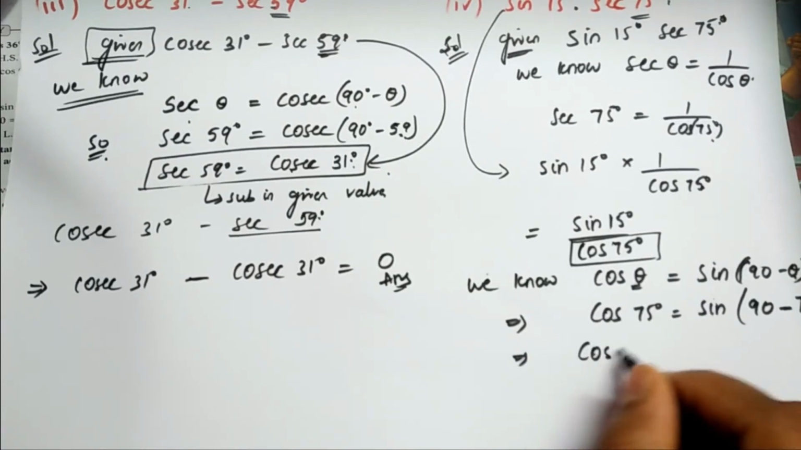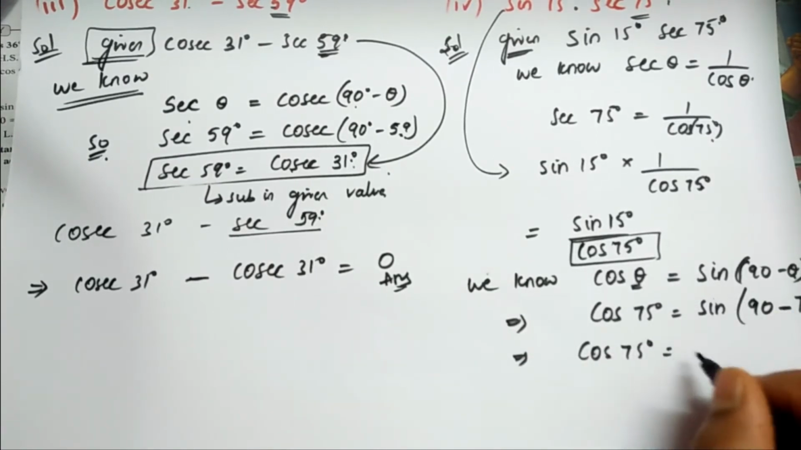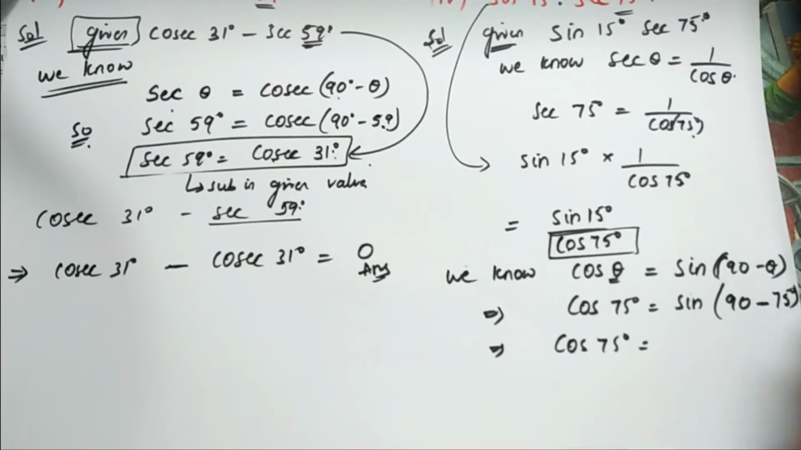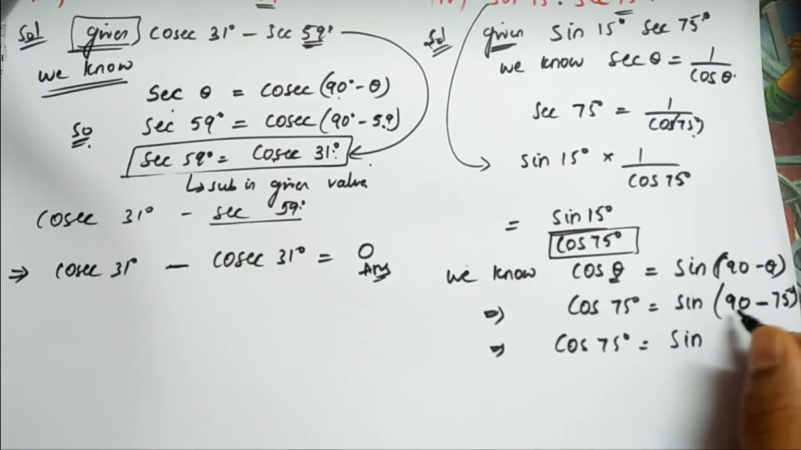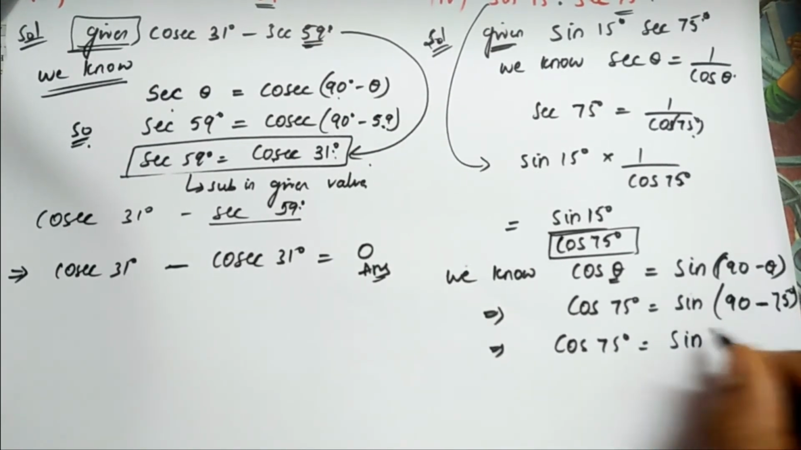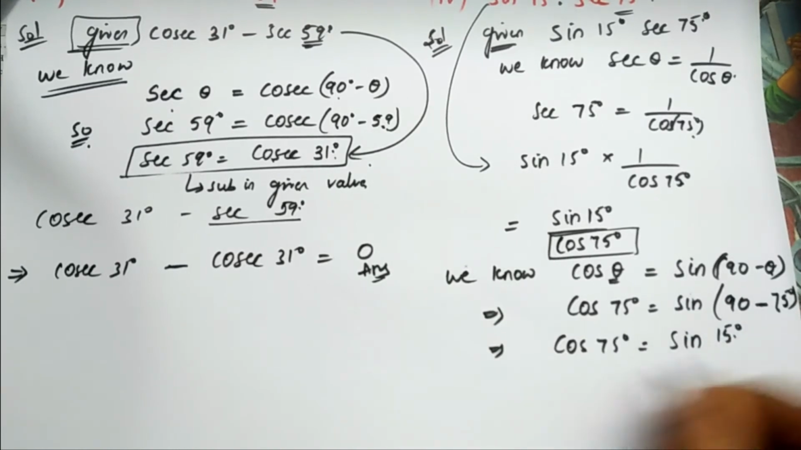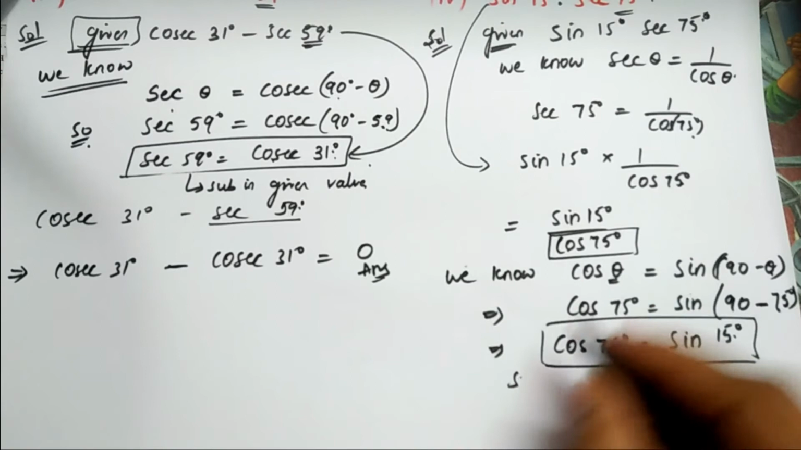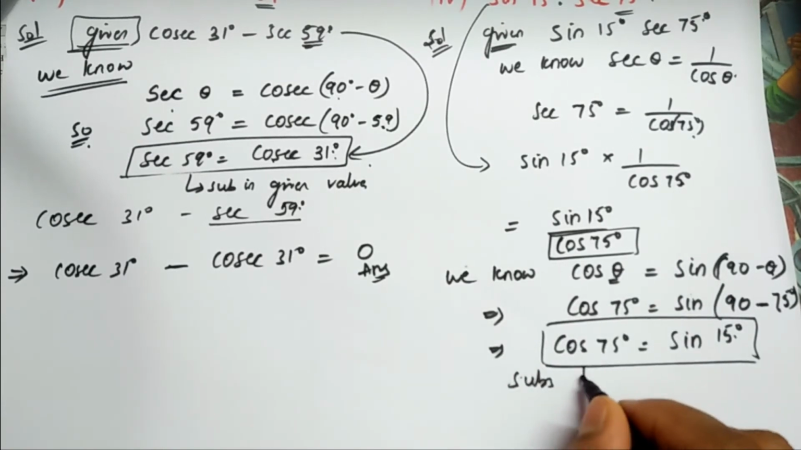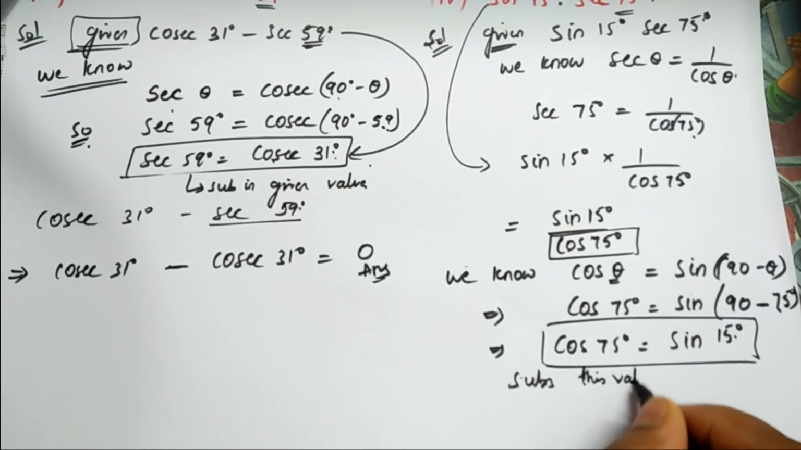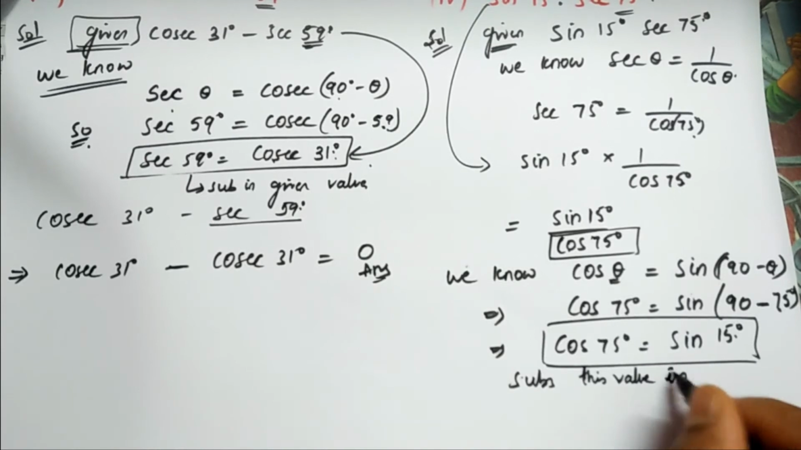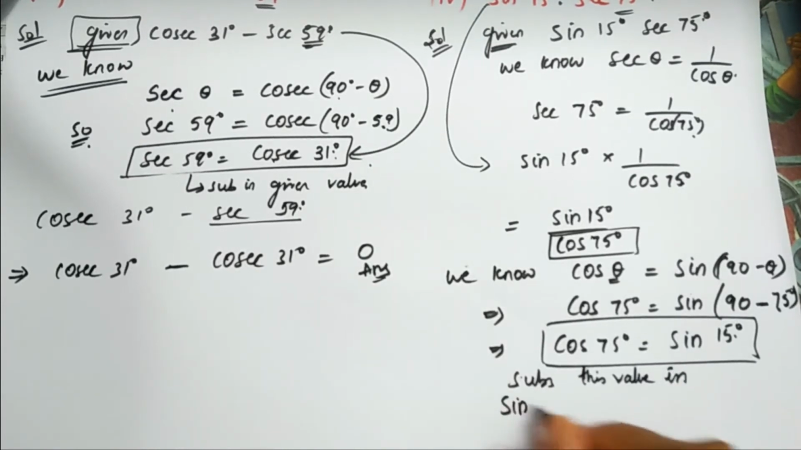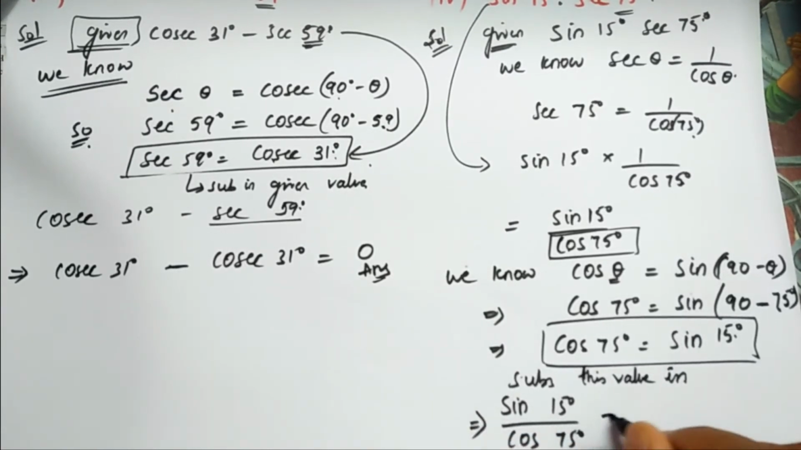Now cos 75 degrees, simplifying this, is nothing but sine of 90 minus 75, which is 15 degrees. Okay, so we got this value. Now we are substituting this value in sine 15 degrees divided by cos 75 degrees.